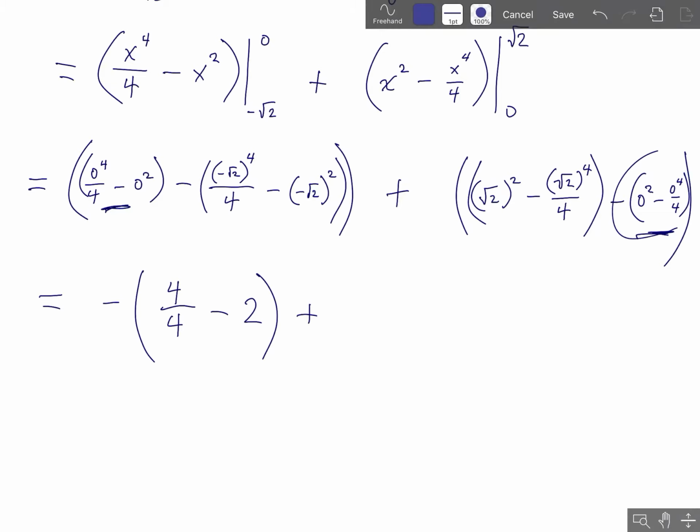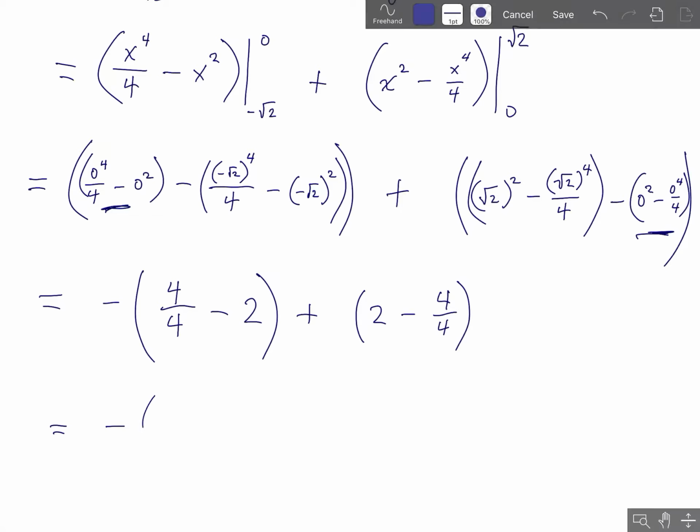And then for this second set of parentheses, again, this term over here is a 0, so I'm going to ignore that. And for the first term, what we have is a root 2 squared, which is 2, minus a root 2 to the 4th power. The square root of 2 to the 4th power is just 4. So that would be 4 over 4 again.